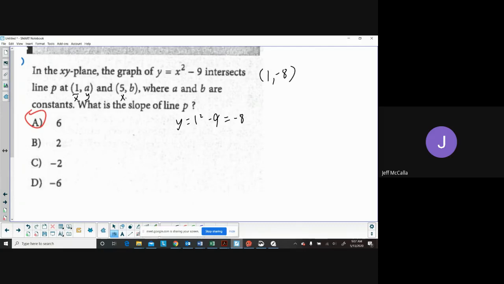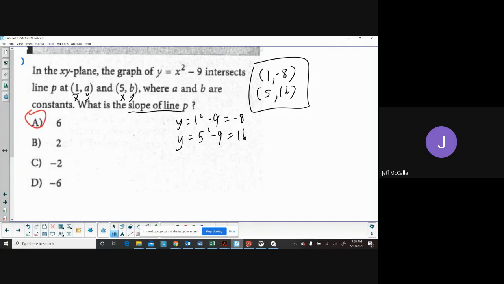If I plug in x is 5, I can figure out my y value. So y equals 5 squared minus 9, which is 25 minus 9, which is 16. So there's another point, 5 comma 16. So now I really have my question, which is, what's the slope of the line when I have these 2 points?